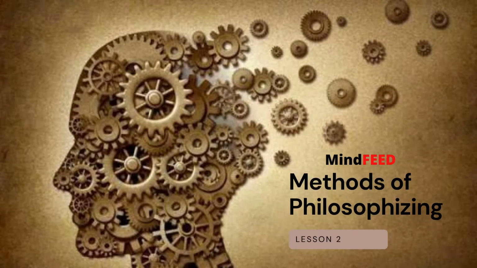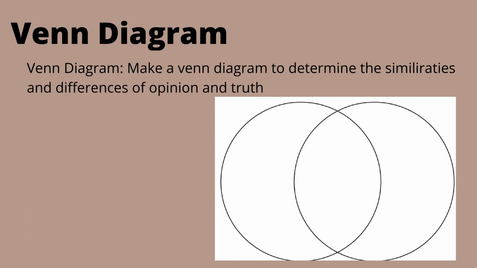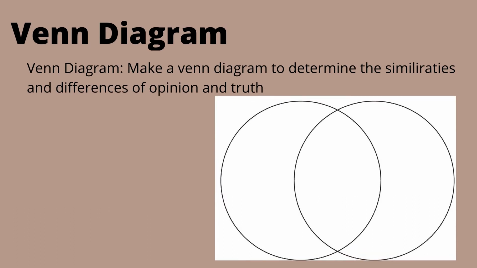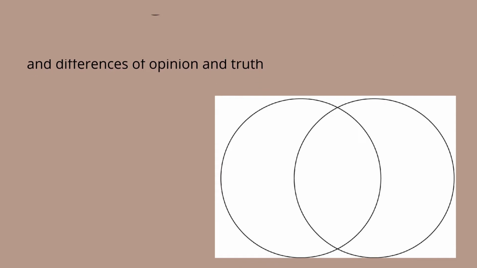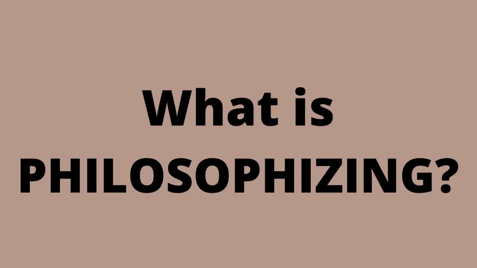For today's episode, we are going to discuss the different methods of philosophizing. But before you proceed, here is our task for today's episode. With the help of a Venn diagram, you are going to determine the similarities and differences of opinion and truth. But before we proceed, here is the question.